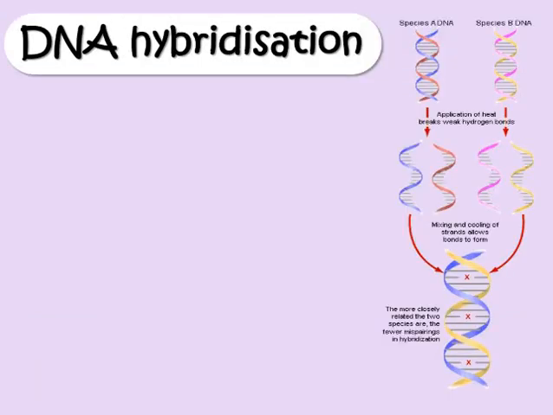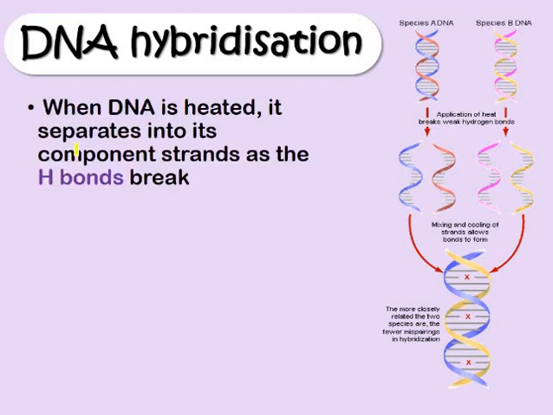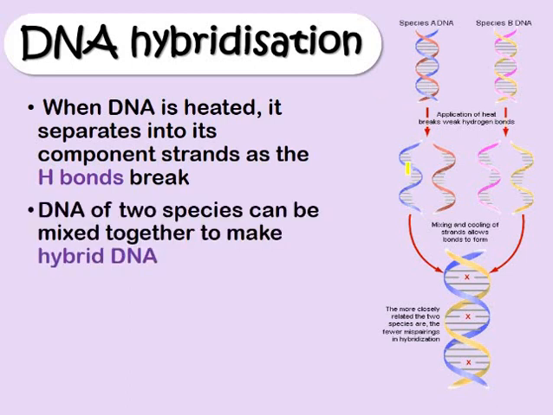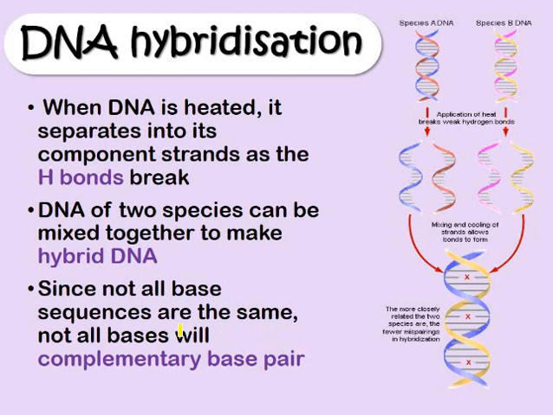Now, in DNA hybridization, what we do is, when you heat DNA, it separates out into its component strands because the hydrogen bonds between the bases start to break. What you can then do is mix the strands of two different species to try to make hybrid DNA. Now, because not all of their base sequences are the same, not every base will be able to complementary base pair. And you can see here that there are certain bases that were not able to pair up. But the more complementary base pairs there are, the more closely related the species are.